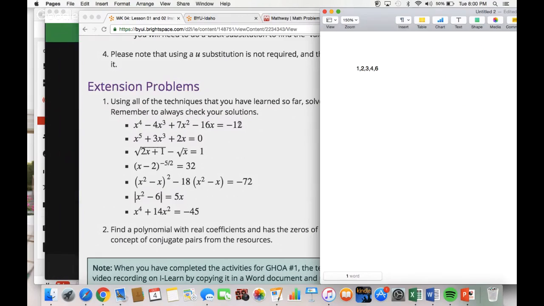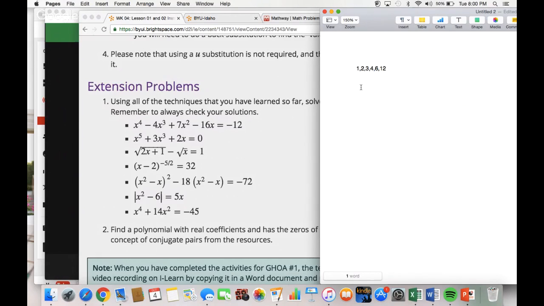Is 12 in it? What do you mean? Oh, is 12 one of the factors? I would think so, yes. Okay. And so what you do is you can start plugging them in, or doing the synthetic division or whatever.